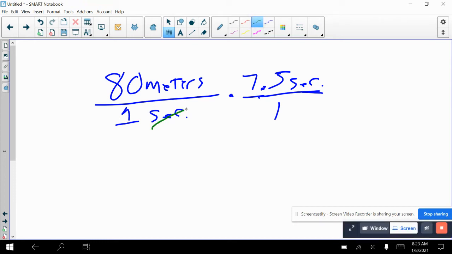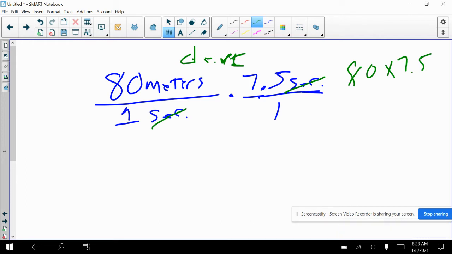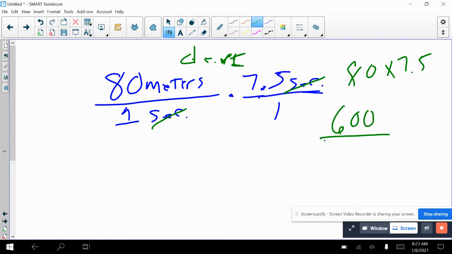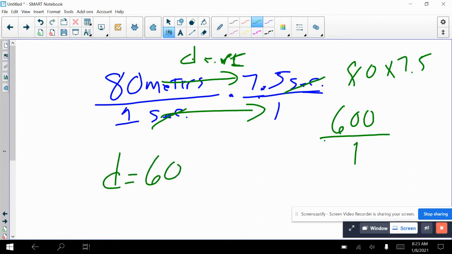Nothing changes. We're still trying to find distance, right? So we still plug it in. Now we have to take 80 times 7.5 and multiply that together. When you do that, you get 600. I'll do the math for you. 1 times 1. Remember, these are no different than fractions. You're multiplying straight across. So the distance of our falcon here in 7.5 seconds is going to be 600 meters.